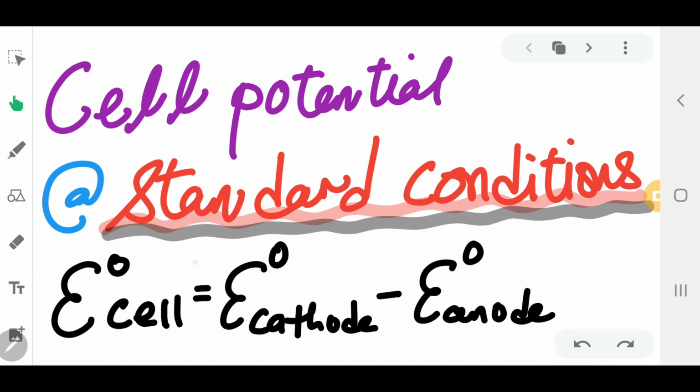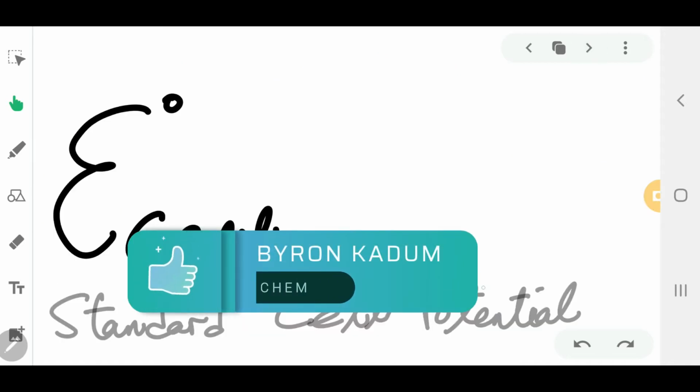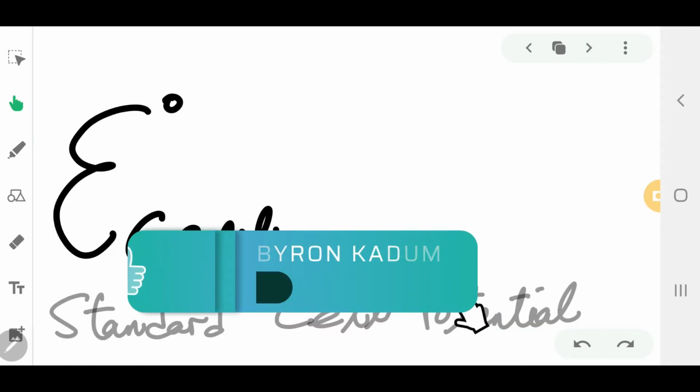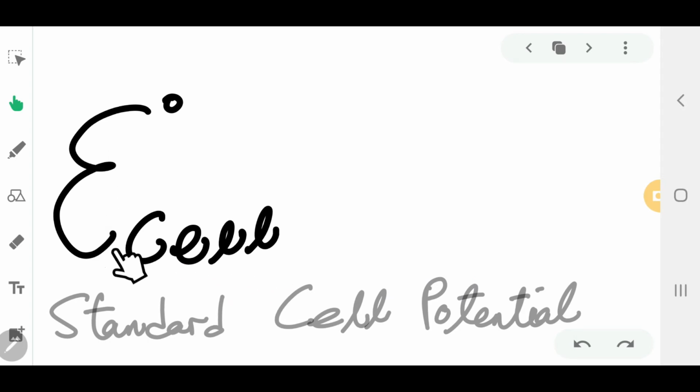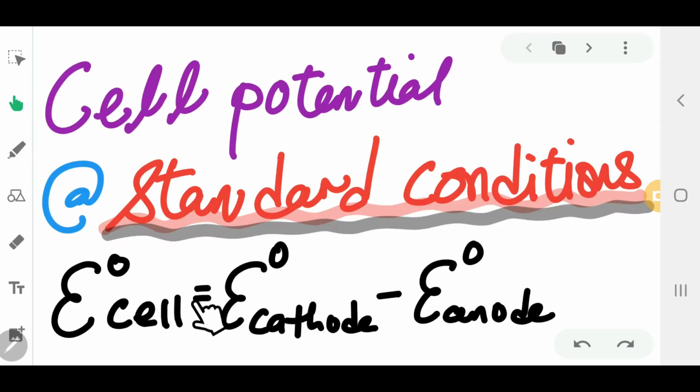The value of standard reduction potential and standard cell potential can be calculated by using the formula that we have seen in here. E naught cell equals E naught cathode minus E naught anode. Therefore, by using this equation, we should be able to find out the cell potential at standard conditions. So this is the standard cell potential that we have in there.